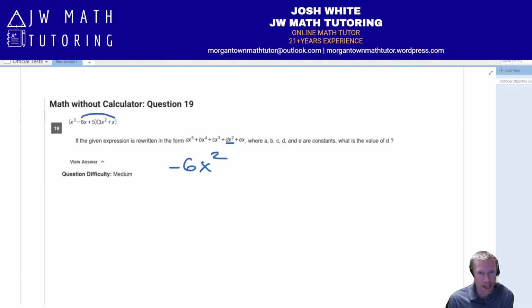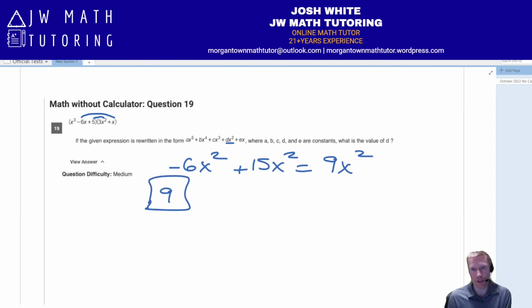Now, looking at the other ones, here we have basically x to the 0 times x squared. So that's going to be x squared, so we have to do this one as well. That's going to be positive 15x squared. And then the last one is just going to be x to the first. That we don't need. So these are the only two like terms we need to combine. So negative 6 plus 15 is 9x squared. Therefore, the correct answer to this problem is just 9. They only want the coefficient, so you just grid in 9 and that's it.